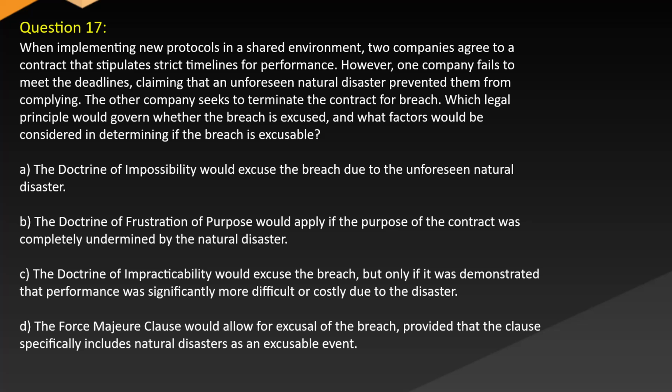Which legal principle would govern whether the breach is excused, and what factors would be considered in determining if the breach is excusable? A. The doctrine of impossibility would excuse the breach due to the unforeseen natural disaster. B. The doctrine of frustration of purpose would apply if the purpose of the contract was completely undermined by the natural disaster. C. The doctrine of impracticability would excuse the breach, but only if it was demonstrated that performance was significantly more difficult or costly due to the disaster. D. The force majeure clause would allow for excusal of breach, provided that the clause specifically includes natural disasters as an excusable event.